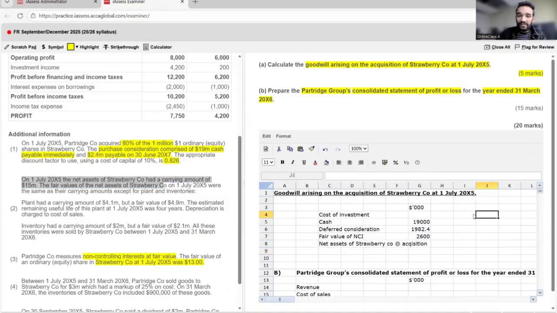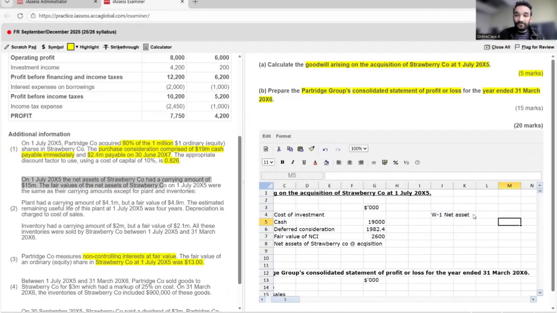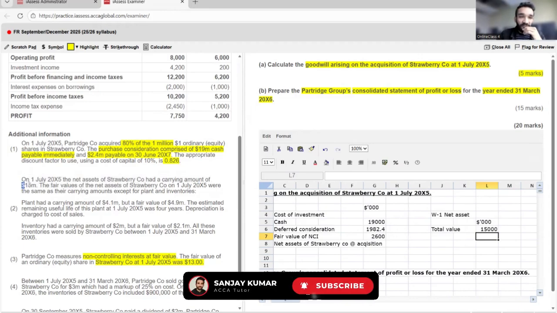Okay. If I can quickly go here and do the working one, net assets of Strawberry Co. at acquisition. Remember, those are at acquisition. Okay. Now, see how I'm using effectively the Excel, the presentation. The July net assets has a carrying amount of 15 million. Already they are having net assets, which is already given the value. Total value is 15 million, but there are certain exceptions. What are their exceptions?